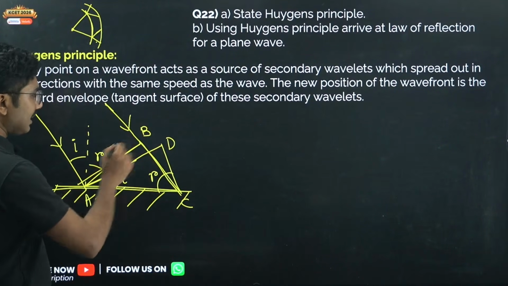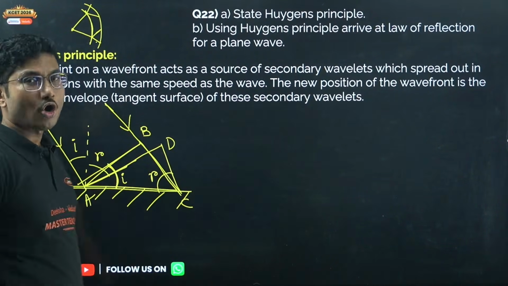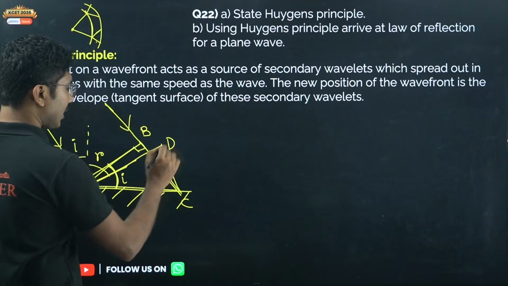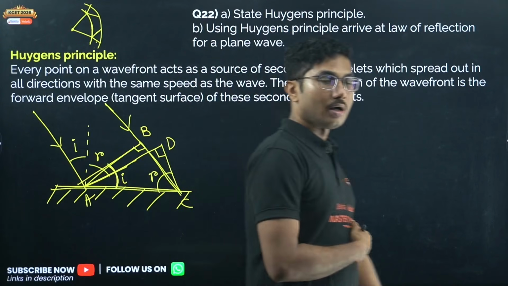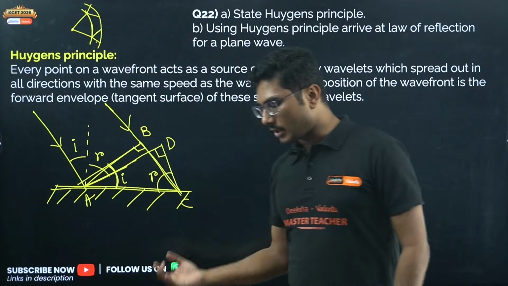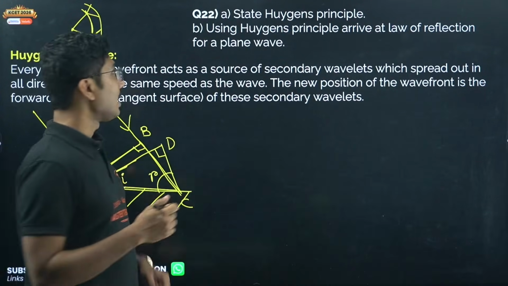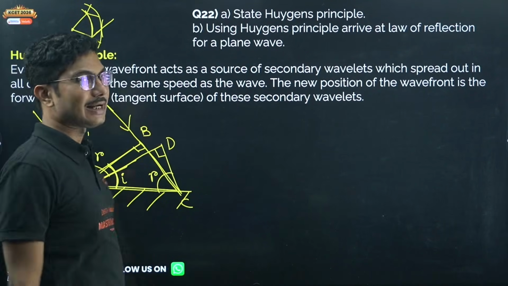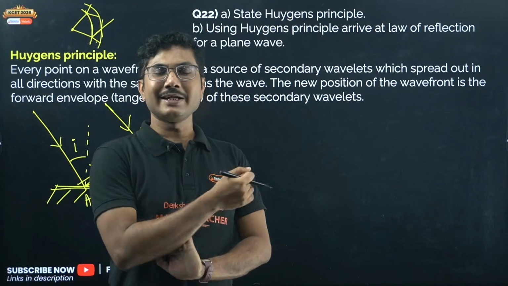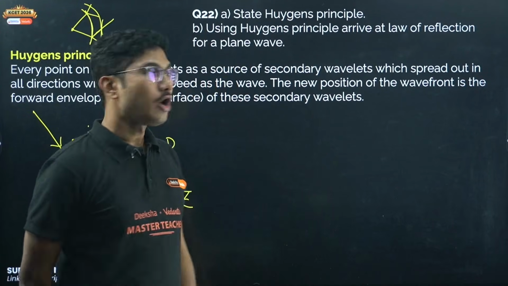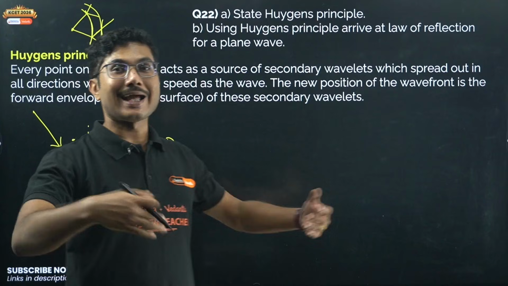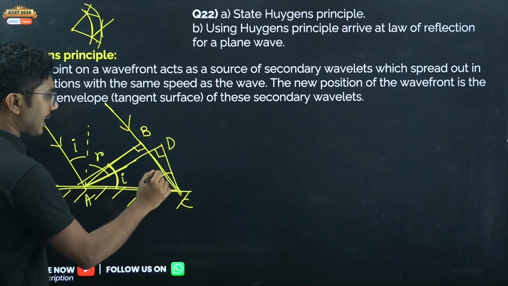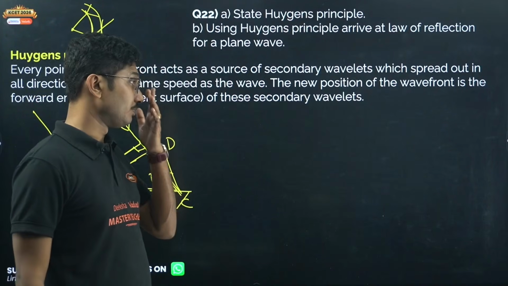Now we have to take these two triangles and show that they are congruent. How to do that? First of all, this angle is 90 degrees, this angle is also 90 degrees. A ray of light always intersects a wavefront at 90 degrees. That is Huygens principle. If you draw the common tangent, what does it mean? A tangent always makes an angle of 90 degrees with its radius. So you can consider this to be a radius and this is the common tangent. So that's why it is always perpendicular.